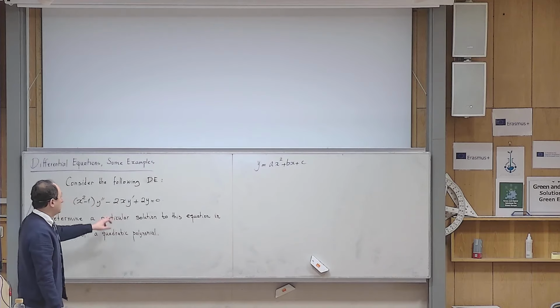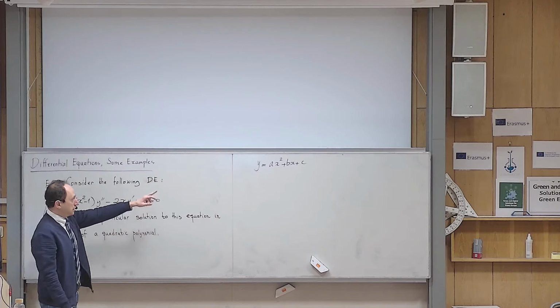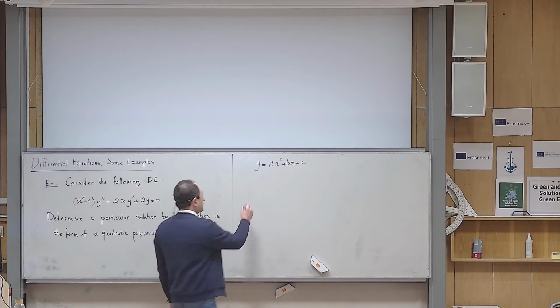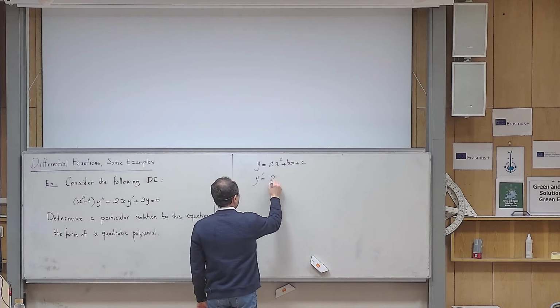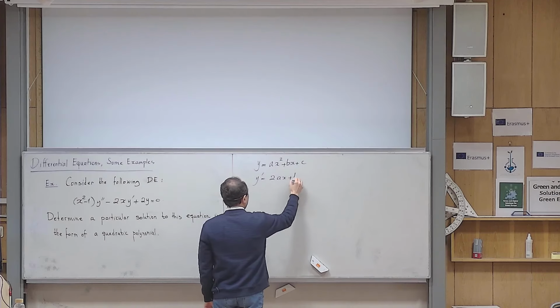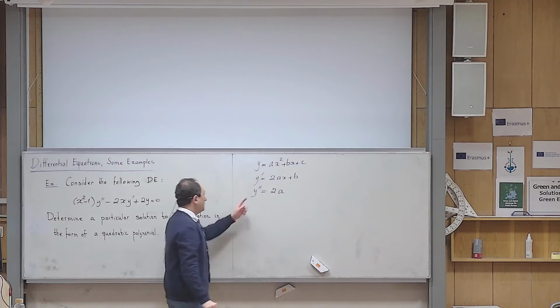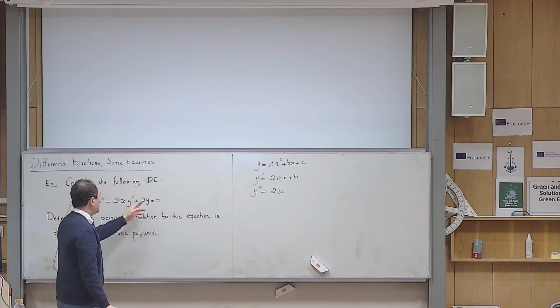To put it in the equation, I need y, which I have. I need y prime and y double prime. So I start calculating. So y prime is what? Is 2ax plus b. y double prime is what? 2a. And I plug them into this equation and equate it to 0.